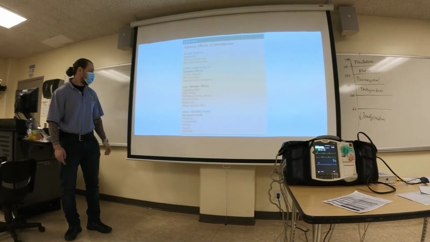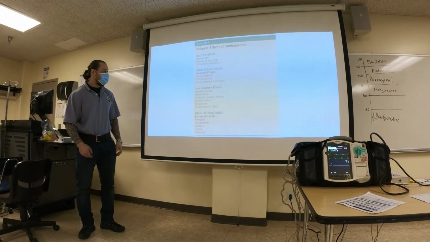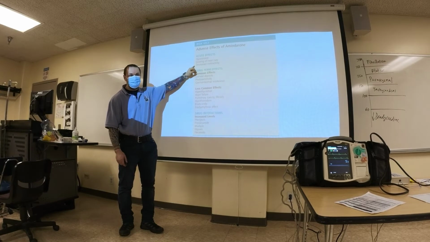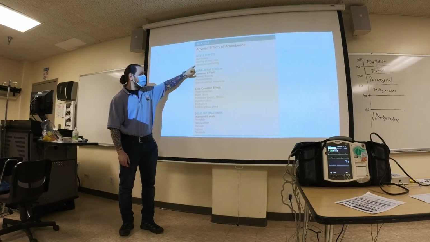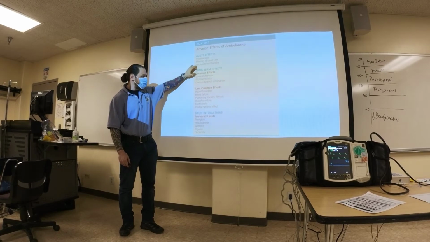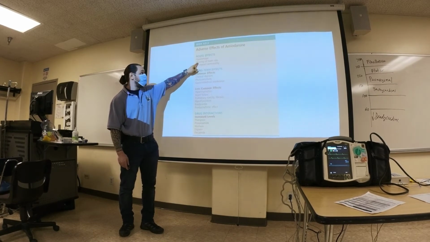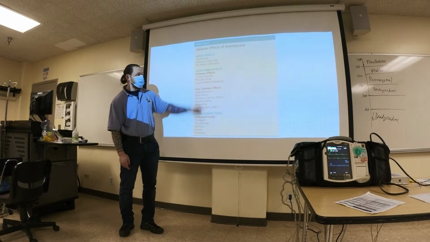So some of the side effects of amio, right? Remember I told you, it causes hypotension, so that's why we don't want to give it fast. It slows the heart rate, decreases contractility, and it definitely prolongs the QT interval. That's why we're worried about this. So any antiarrhythmics, do not infuse fast. This is what's going to happen.